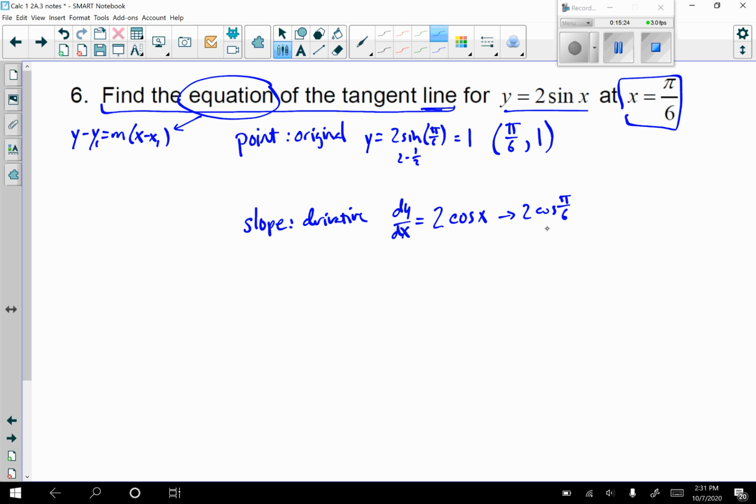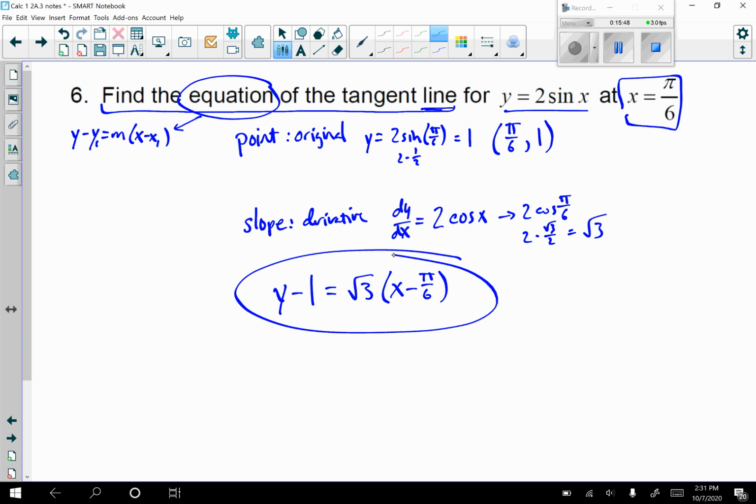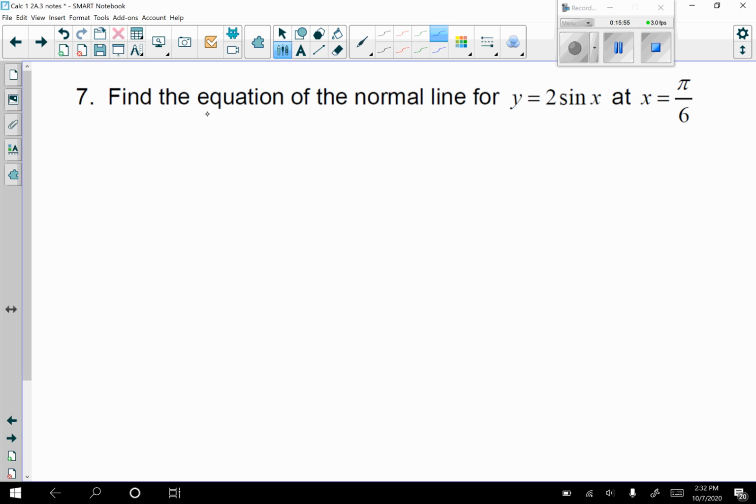Well, cosine pi over 6 is root 3 over 2, times 2, and we end up with root 3. There's our slope. So point-slope form, y minus our y value, which is 1, equals the slope, that's root 3, and then x minus our x value, which was pi over 6. There is the equation of our tangent line to that graph. Okay, point and slope. Next one, find the equation of the normal line.